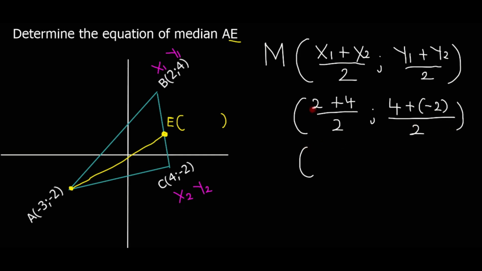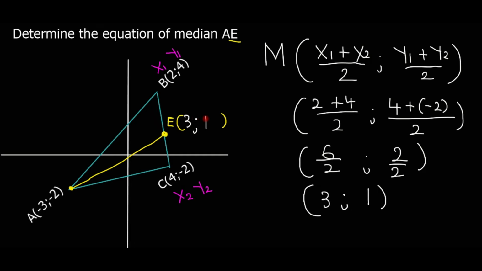And then from there 2 plus 4, which is 6, and then 4 plus minus 2, plus and minus gives minus, so this is the same as 4 minus 2, and 4 minus 2 is just 2. So 6 over 2 is 3, and 2 over 2 is 1. So the coordinates of E are (3, 1).